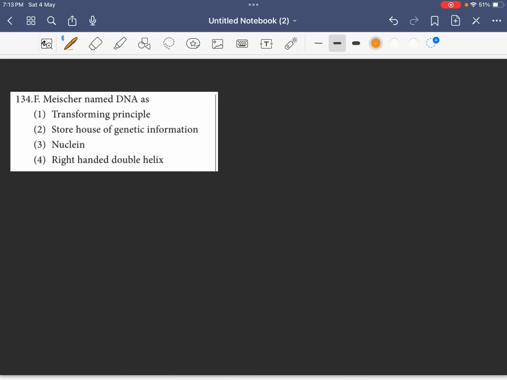Miescher, F. Miescher, named the DNA. He actually was able to find the DNA genetic material in the pus cells, and he found it to have acidic activity, acidic in nature, right? So he named it as something that is seen in the nucleus with acidic nature, so he named it nuclein, and so your answer here is 3.